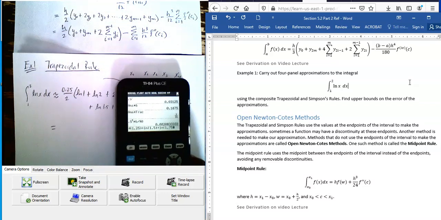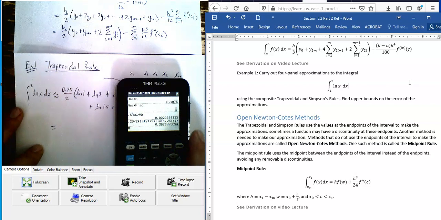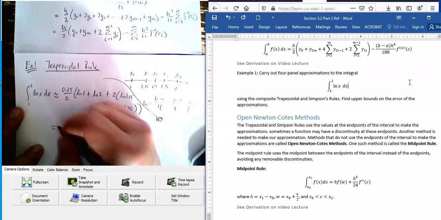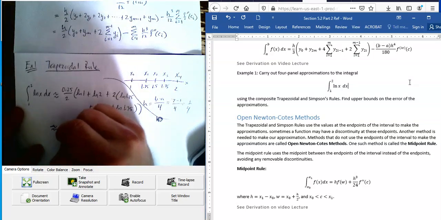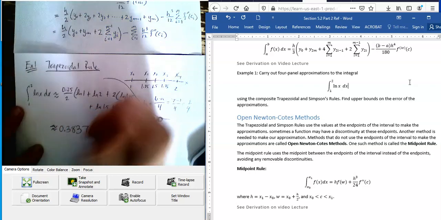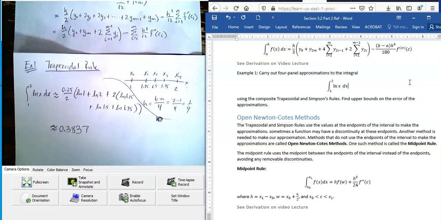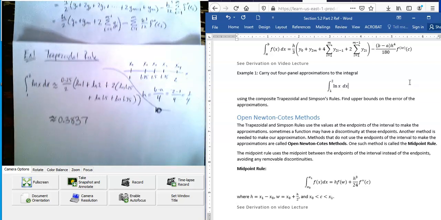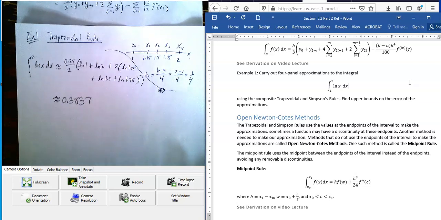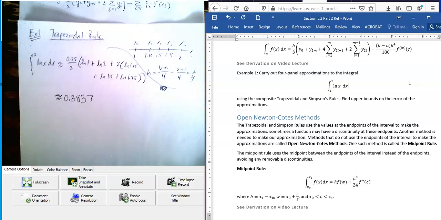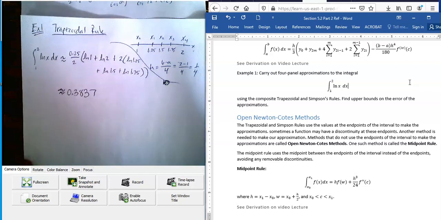So here, just inputting all of that into my calculator gives 0.3837 approximately. So at 4 decimal places, we get this approximation using our trapezoidal rule. Okay. Now we need to find the error bounds, right?